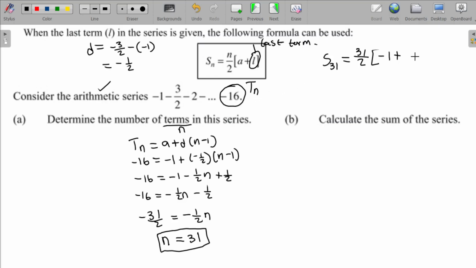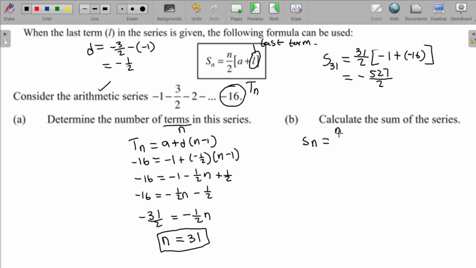What is our last term? It's negative 16. So negative 16. And then it is equal to 31 over 2 into negative 1 plus negative 16. And then we get an answer of negative 527 over 2. Now let's go back and use the normal one that we know.